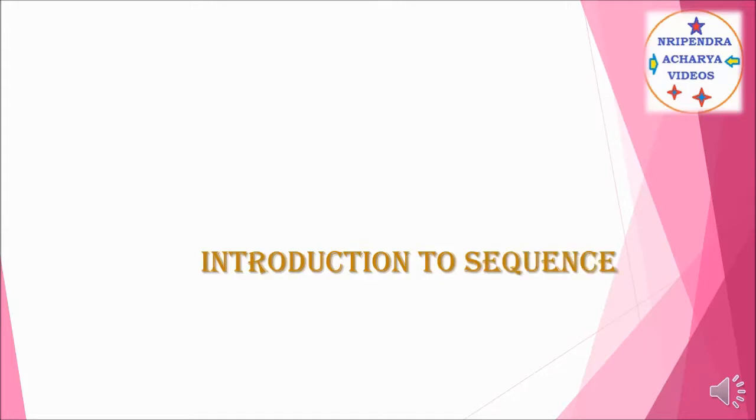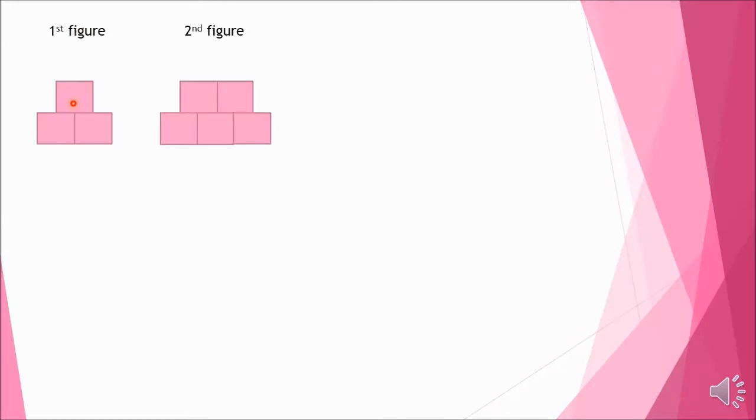Let's know what sequence means. You will see a figure, first figure, and the figure is created by using square boxes. There are 3 square boxes in the first figure, and in the second figure you can see one more box on the top and one more box on the bottom, so in total it is 5 square boxes.